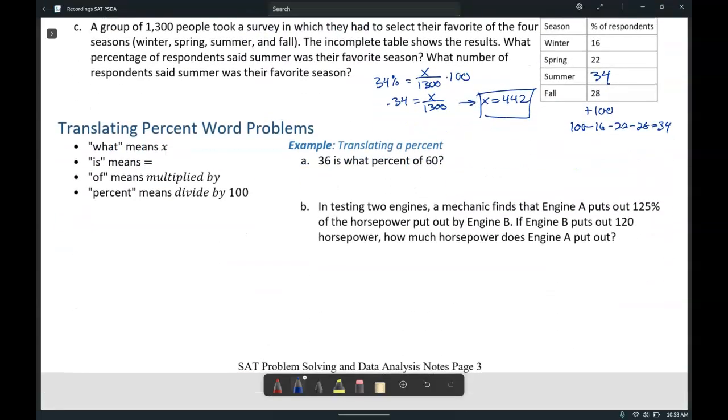Last but not least, we can go ahead and translate a couple word problems. What generally means x, is means equal, of means multiplied by, and percent usually means divide by 100. So we can actually take this formula and pretty much just translate this one-to-one. 36 equals what x percent of divided by 100 of times 60. And so we can take that as 36 equals x divided by 100 times 60. And we can go ahead and solve for x. And we get that 36 is 60% of 60.